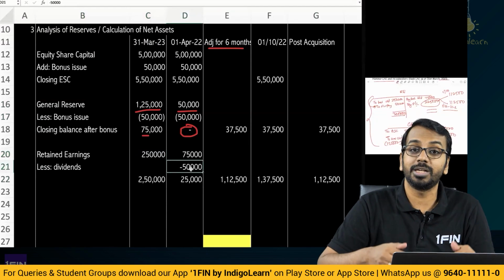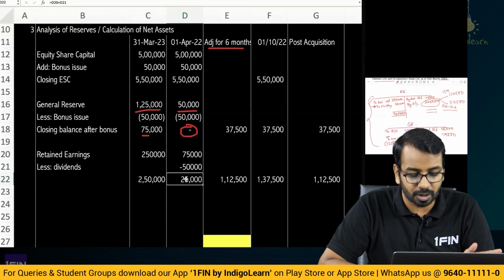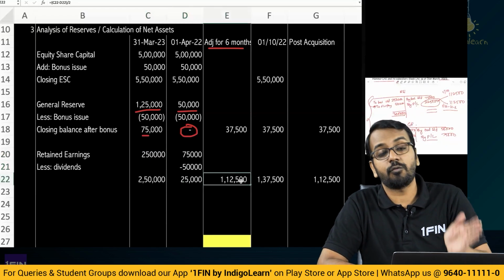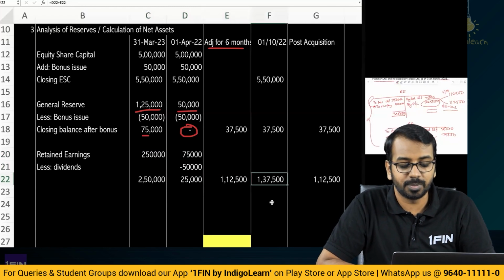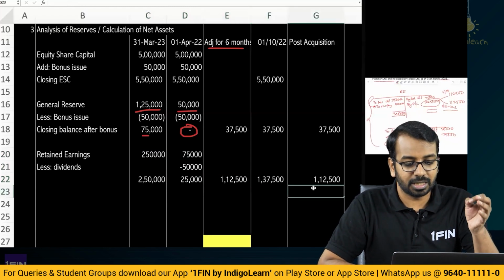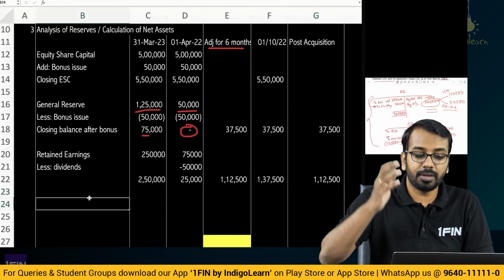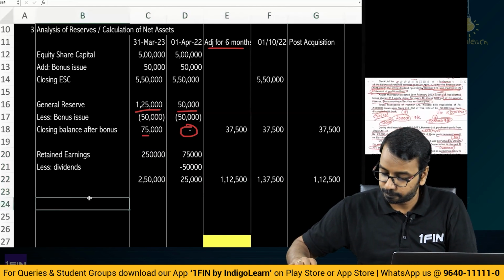How much of opening balance is left with us? That is only 25,000. Okay. So this 25,000 plus half of the profit earned during the year becomes my pre-acquisition and the balance becomes my post-acquisition. So we are done with equity share capital, general reserve, retained earnings. Then on the date of acquisition, what are the other adjustments?